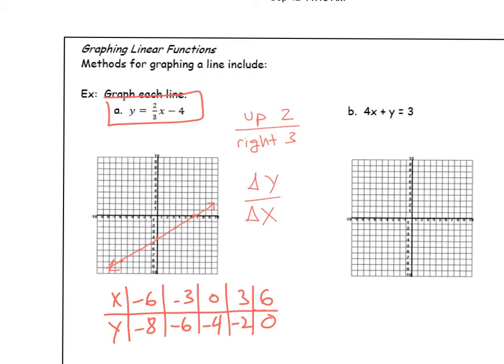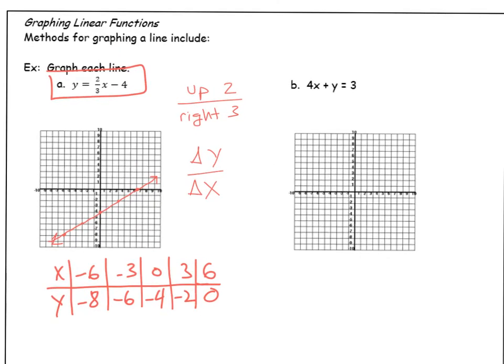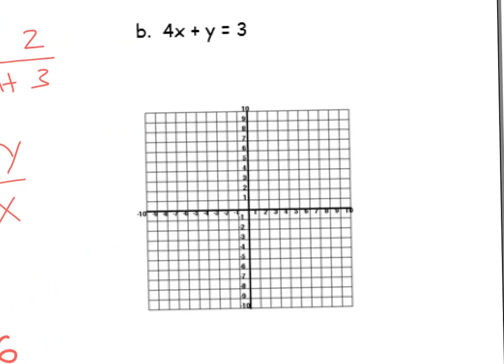Y-intercept of -4, slope of 2/3. So if you identify the y-intercept, then you can just use the slope to plot other points. That's a great way to do it. It's kind of like you just bypass the process of making the table, which is okay. All right, let's go to part B.